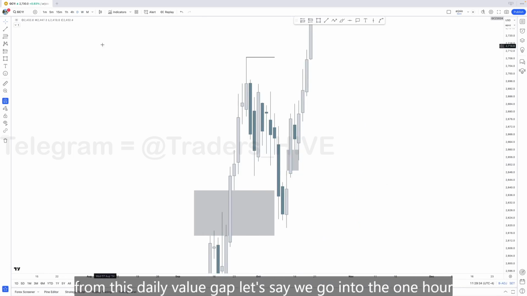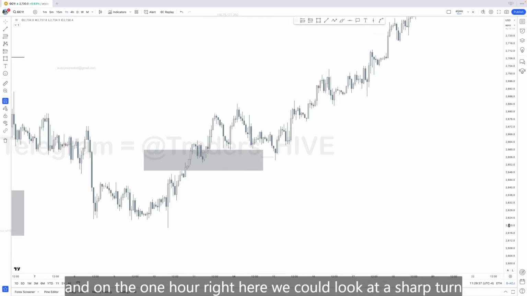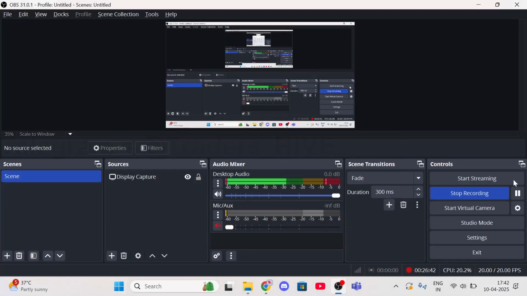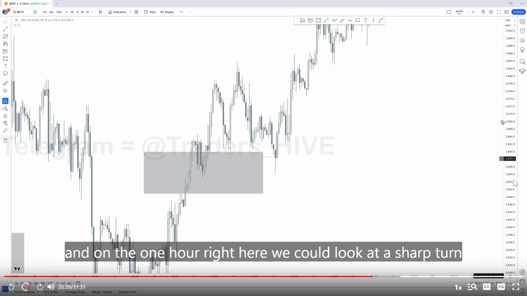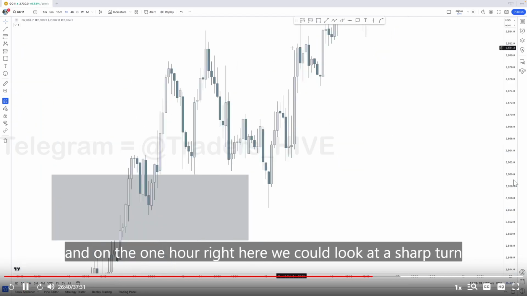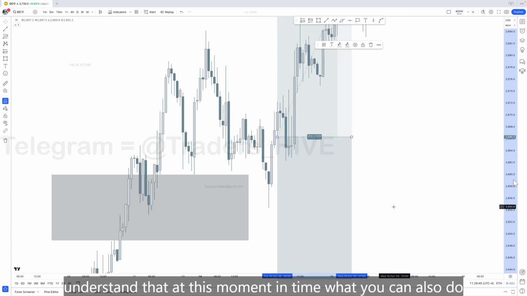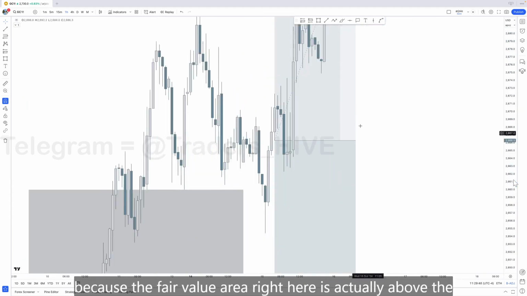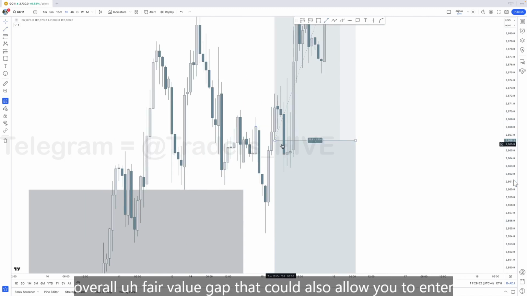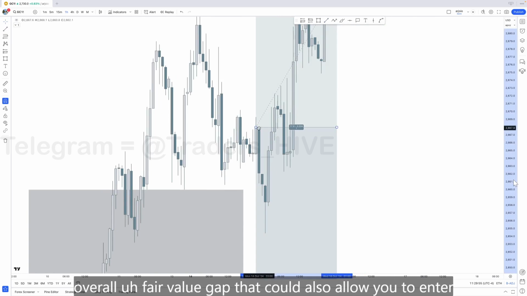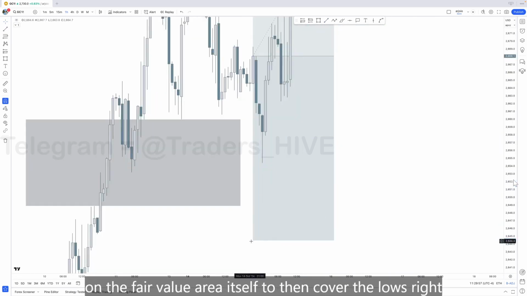So from this daily fair value gap, let's say we go into the 1 hour, and on the 1 hour right here, we could look at a sharp turn entry on something like this right there. Now, I need you to understand that at this moment in time, because the fair value area right here is actually above the overall fair value gap, you could also enter on the fair value area itself to then cover the lows right there.